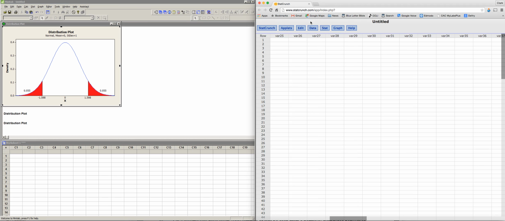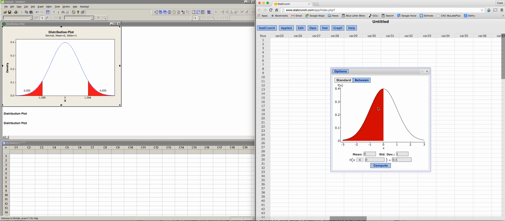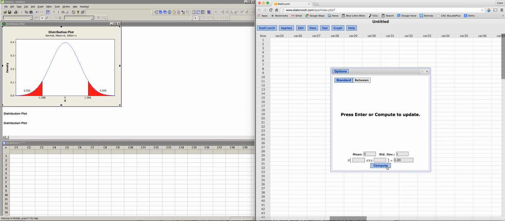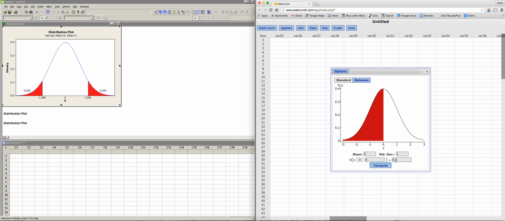Now, if we go over to StatCrunch, this is where StatCrunch sort of doesn't have what you want, because if you try to go between here and put 89%, it's not going to cooperate because you're missing some values. And so what you have to do is come in here and just put half of the 11%, or 5.5%, 0.055, into one tail. It really wouldn't matter right or left, so I'll leave it on the left tail here. And you hit compute.